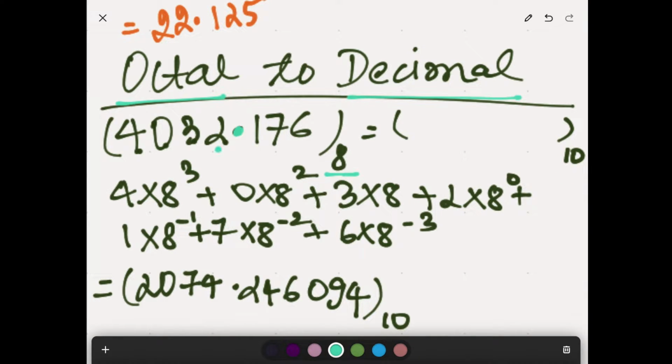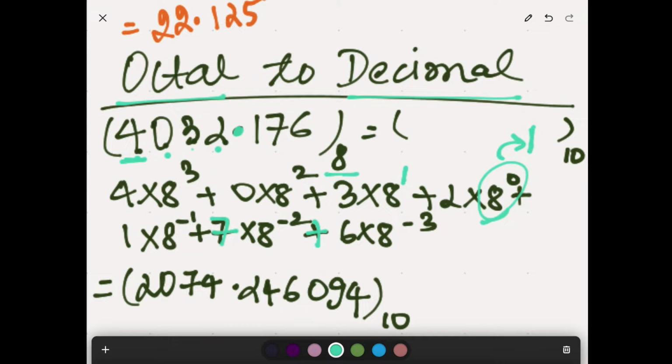Before the decimal point, there are 1, 2, 3, 4, 4 numbers. So this would be 4 into 8 raised to the power of 3, which is 4 minus 1. Again, we will be adding that with 0 into 8 raised to the power 2, plus 3 into 8 raised to the power 1, plus 2 into 8 raised to the power 0, plus 1 into 8 raised to the power minus 1, plus 7 into 8 raised to the power minus 2, plus 6 into 8 raised to the power minus 3. Here 8 raised to the power 0 will give us 1.